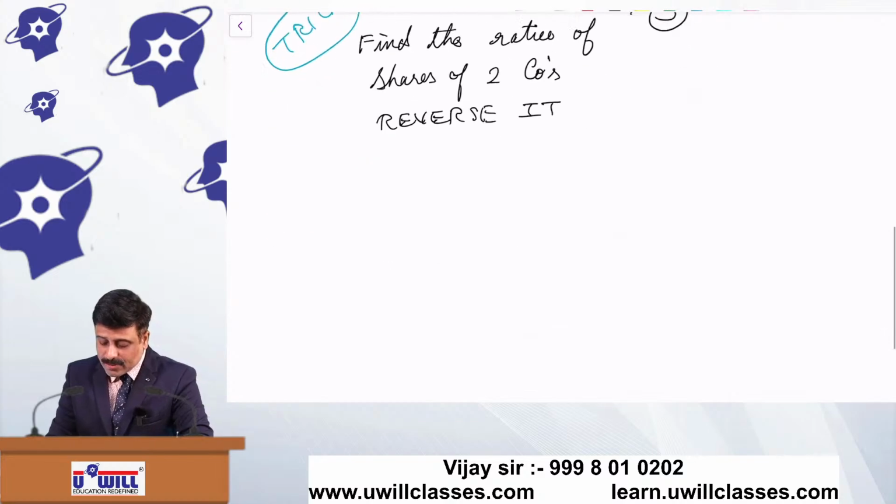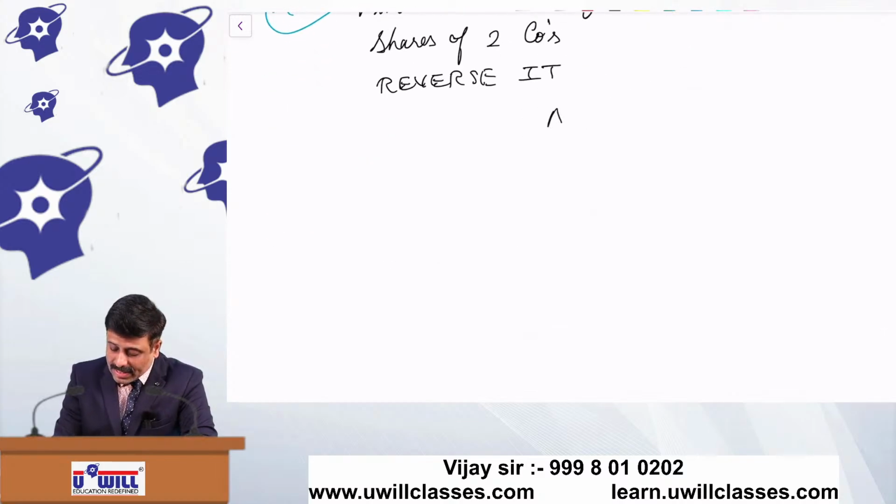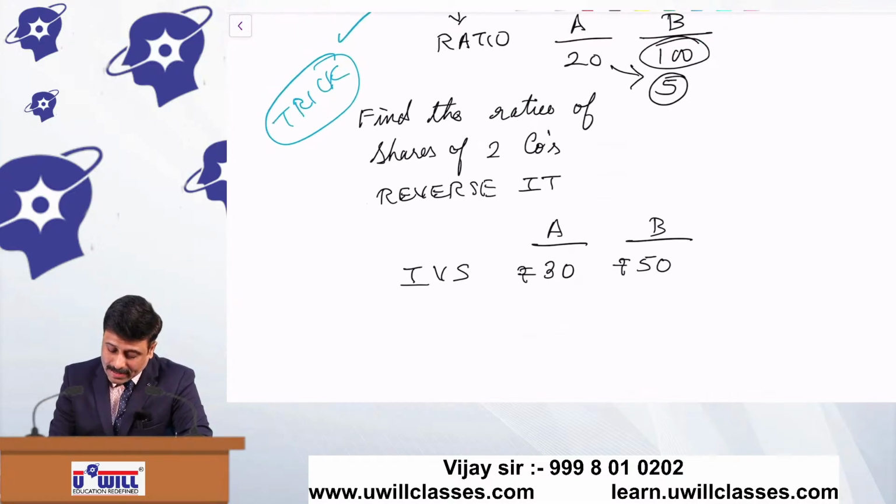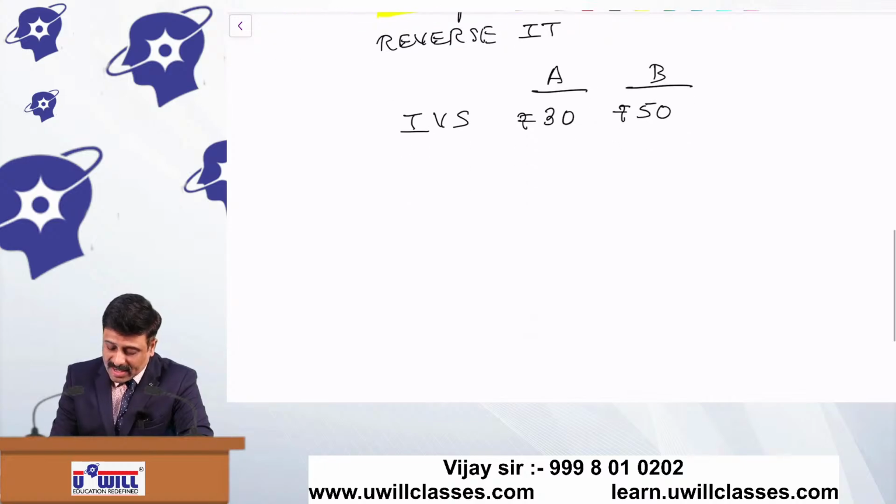Reverse the ratio. For example, suppose A Limited and B Limited: the intrinsic value of shares of A Limited is 30 rupees, and the intrinsic value of shares of B Limited is 50 rupees. Now, what did I tell you? Find the ratio of the shares of the 2 companies. 30 and 50 is in the ratio of 3:5.